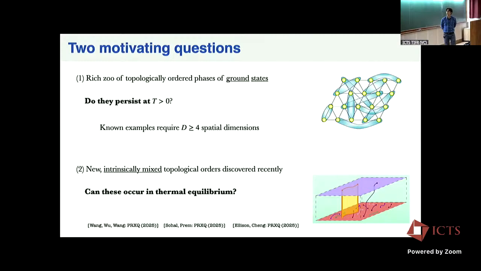Now, there's another way of approaching this problem, which is that finite temperature states are mixed states. They are not pure quantum states. And as you heard from Abhinav on Friday, there is this newly developing theory of intrinsically mixed state phases, new phases that only exist as mixed states. So now you could ask a different question, which is, can these occur in thermal equilibrium?